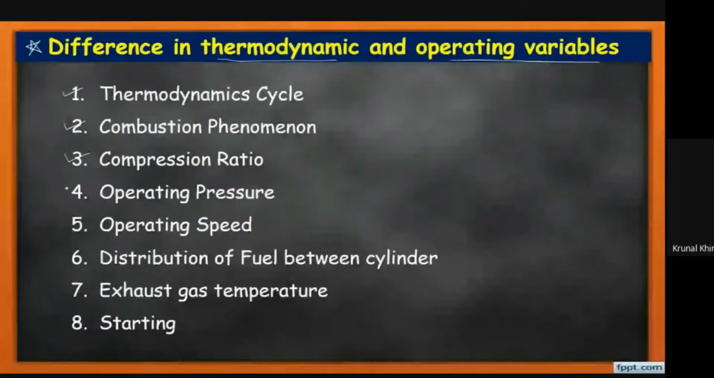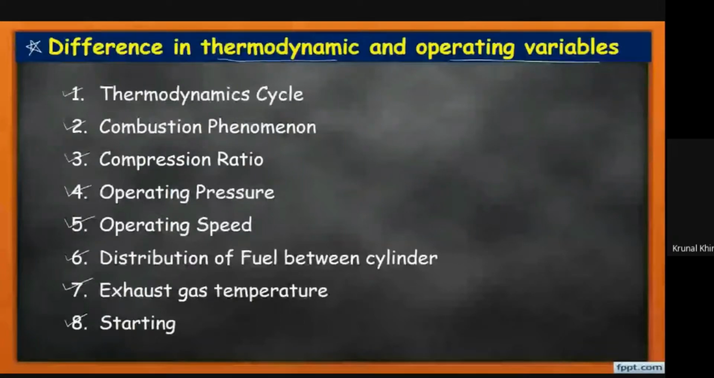The fourth is operating pressures, the fifth is operating speeds, the sixth is the distribution of fuel between the cylinders, the seventh is exhaust gas temperature, and the last is the starting phenomena of SI and CI engines. So in today's lecture, we will discuss these eight points for the comparison between SI and CI engines. Now we start with the first point, the thermodynamic cycles.